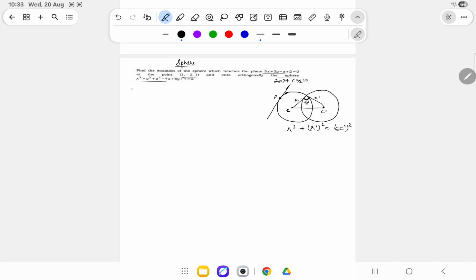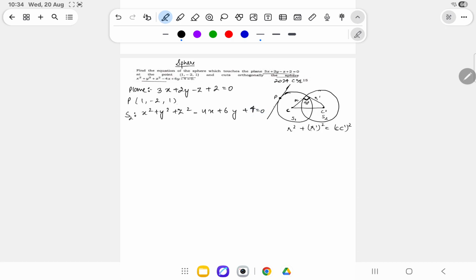So let's see what all is given to me. The equation of the plane is 3x plus 2y minus z plus 2 equals 0. Point P is given as (1, minus 2, 1). And let's say the sphere which I am supposed to find is S1 and the given sphere is S2. The equation of sphere S2 is also given: x square plus y square plus z square minus 4x plus 6y plus 4 equals 0.